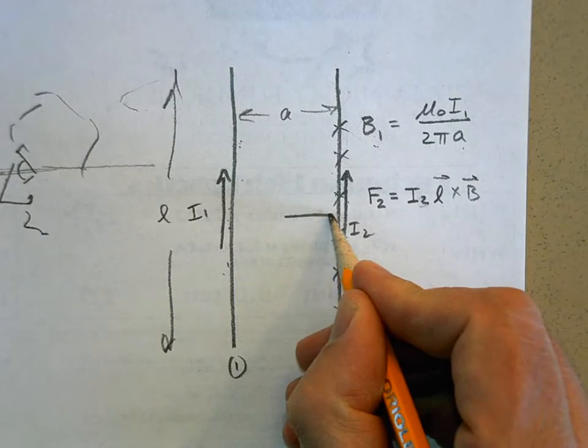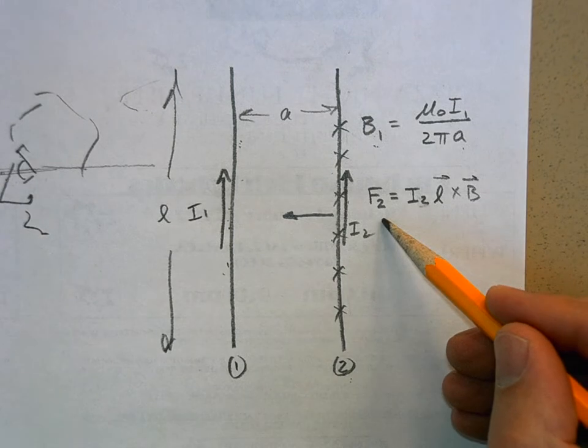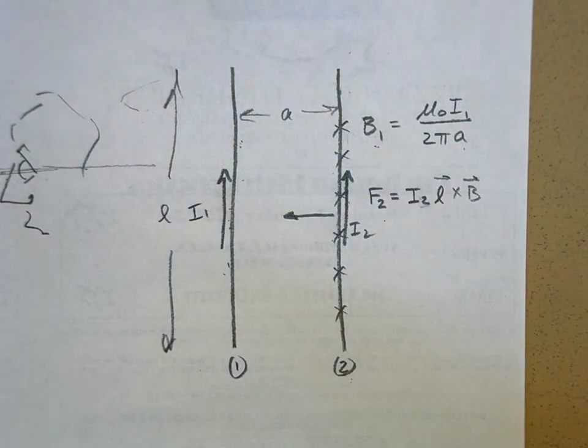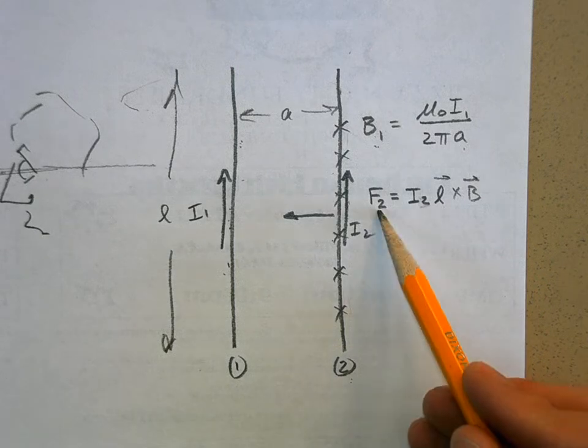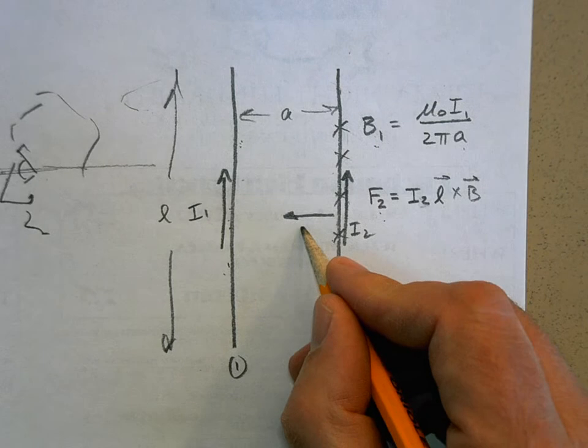Where you have F sub 2, is that the force on 2? The force on 2 due to the current on 1. It's the force on wire 2. That's a good question. So this is F2 right here.